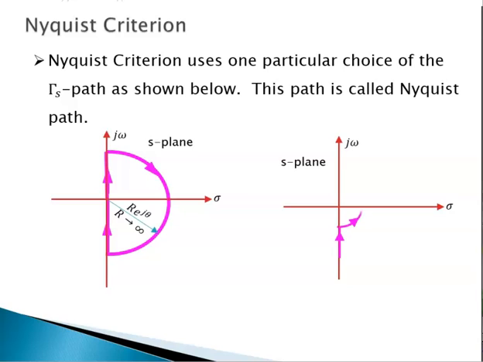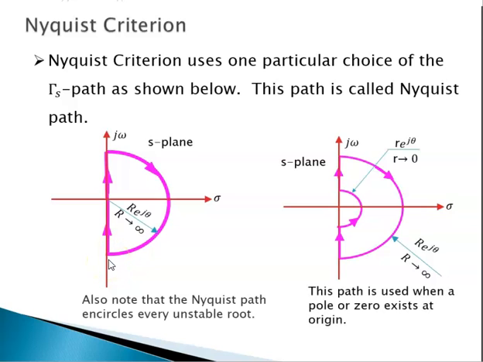This Nyquist path is one particular choice of the gamma S path as shown below. This path encompasses the complete right hand side of the imaginary axis. This imaginary axis divides the whole plane into two halves. One is left half, one is right half. We are interested in this right half because if even one root lies on the right half of the S-plane, the system is unstable. So we choose either this or this as the gamma S path and we call it Nyquist path.